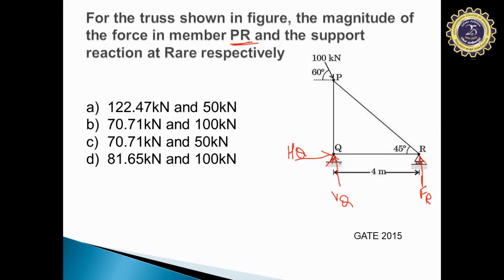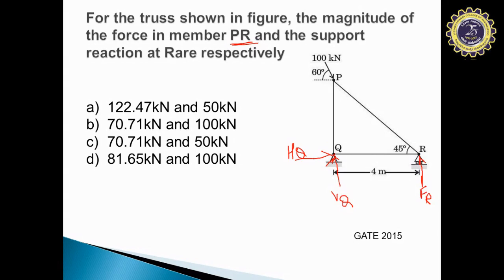Anyway, if we take moment at Q, what will be the moment due to the force HQ? The moment due to the force HQ will be 0, because the HQ is passing through the joint Q, right? So there is no perpendicular distance between the force HQ as well as Q. Now coming to VQ, it is also a force that is passing through Q, and hence there is no perpendicular distance between the force VQ and the point Q.